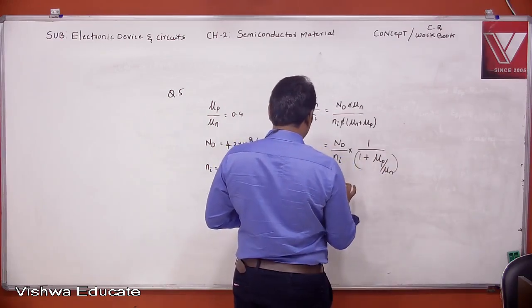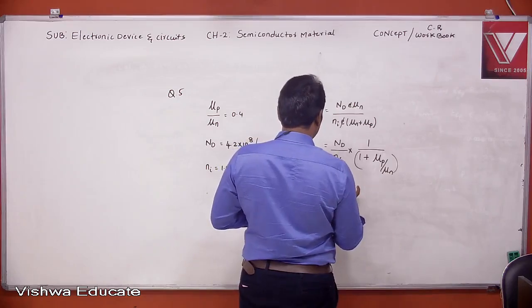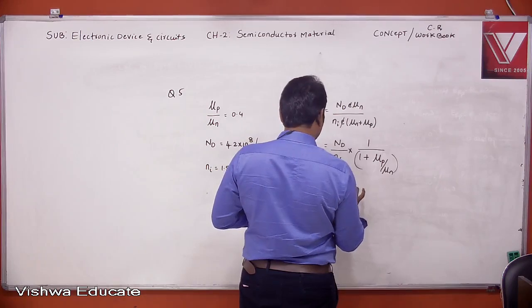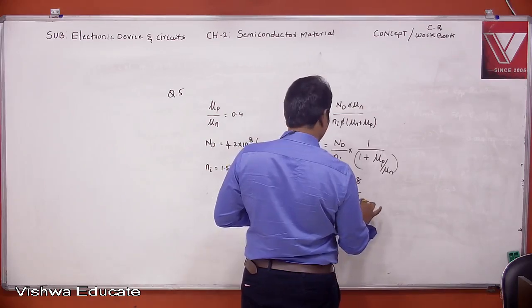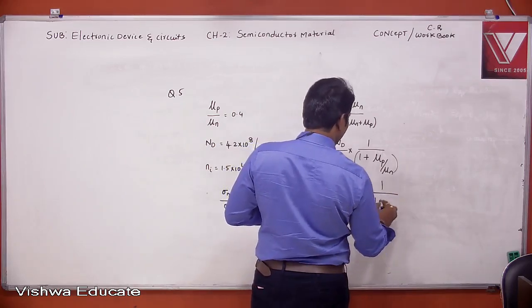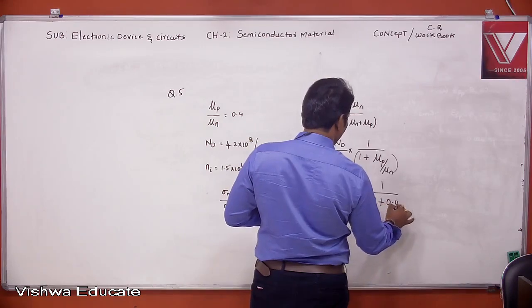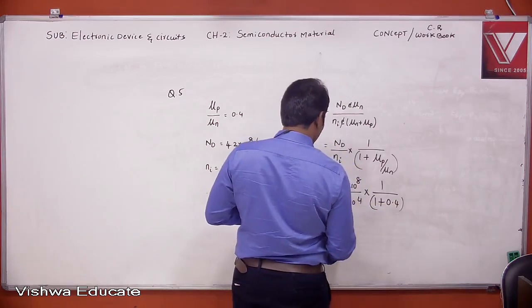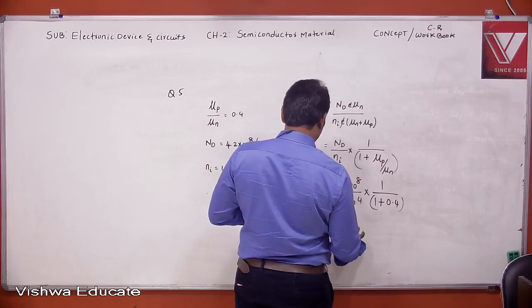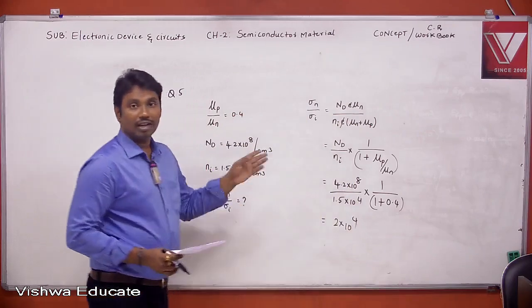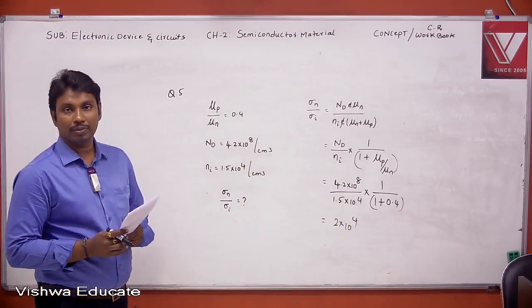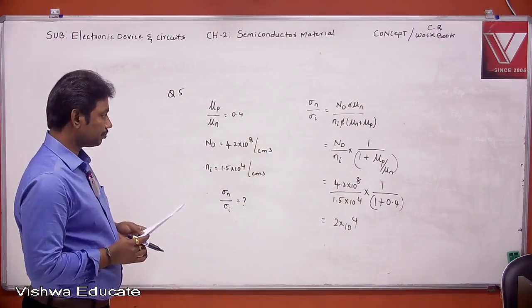What is the Nd value here actually? They have given 4.2 into 10 to the power of 8. Ni is nothing but 1.5 into 10 to the power of 4, into 1 by 1 plus mu p by mu n, that is 0.4. So this is equal to 2 into 10 to the power of 4. This is the conductivity of the doped sample with respect to the undoped sample.